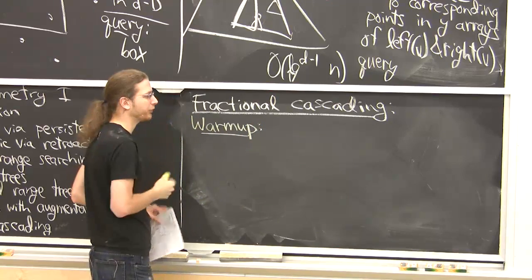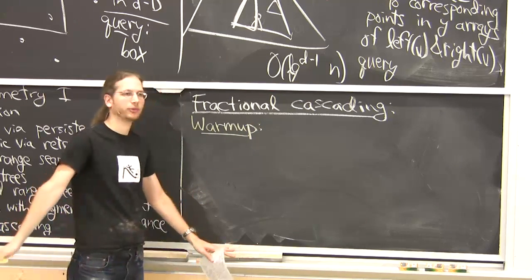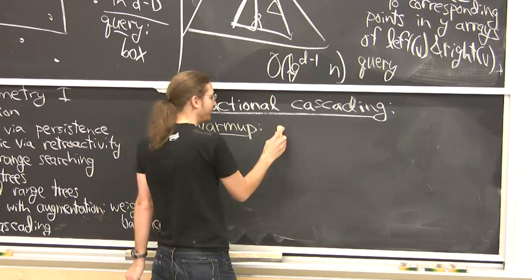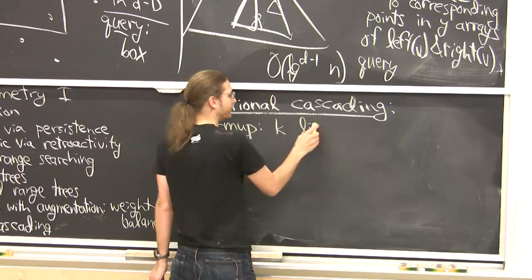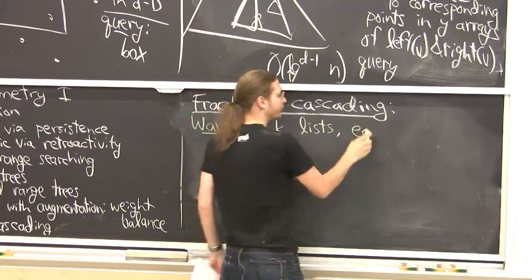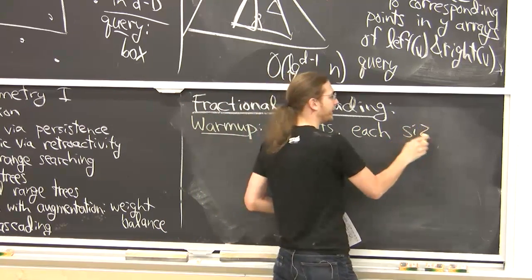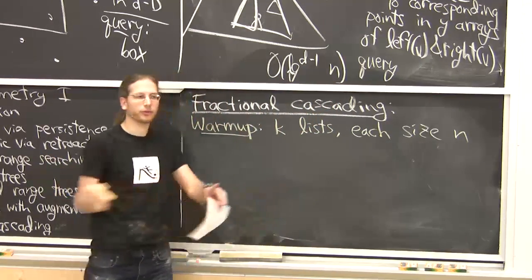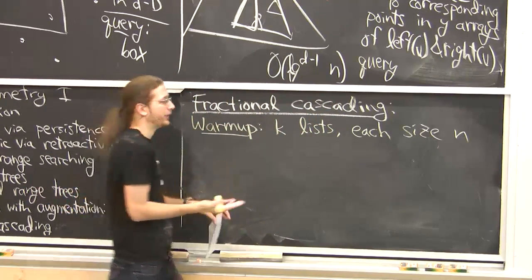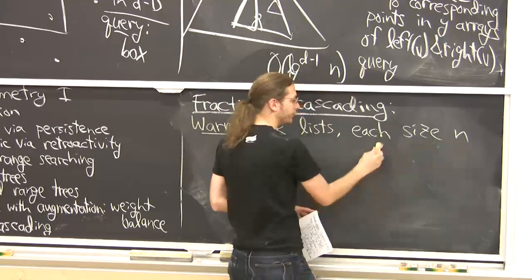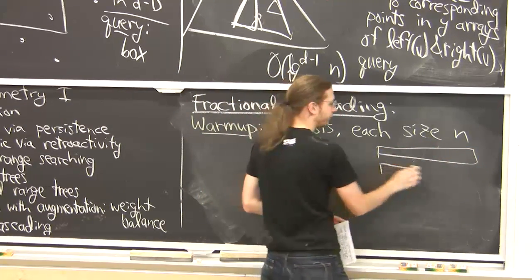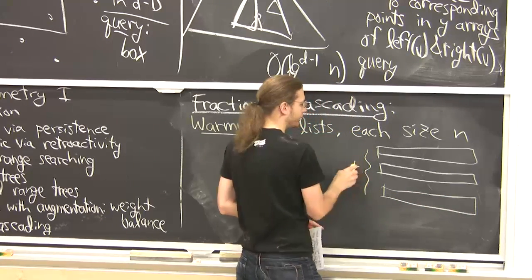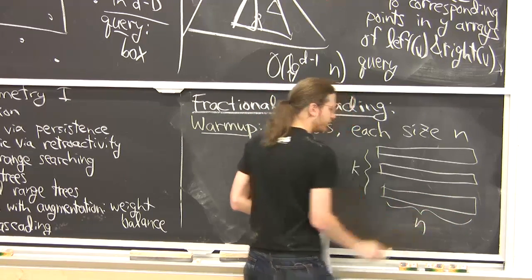But the simple version of the problem is not geometry per se. It's kind of 1.5 dimensions, if you will. Suppose I have k lists, and each has size n. They're sorted lists, think of them. So we have n items that come from an ordered universe. Here's list 1. Here's list 2. Here's list 3. It's k of them. Each of them has n items.